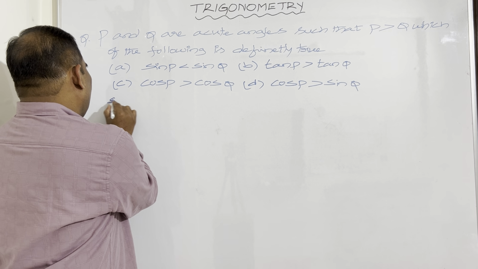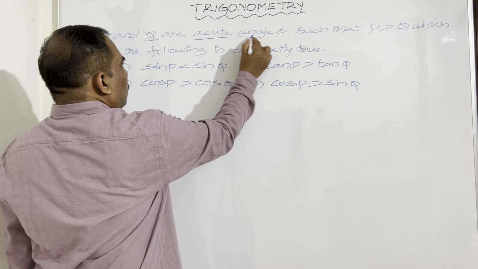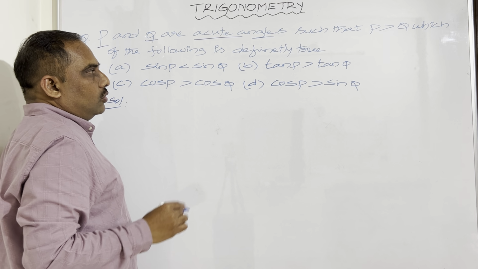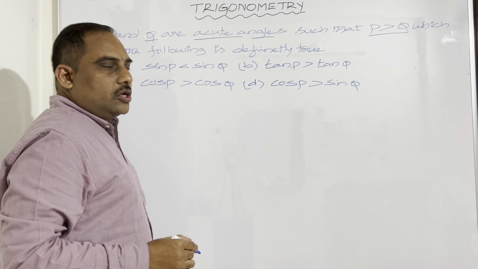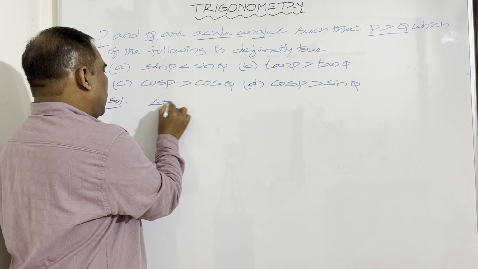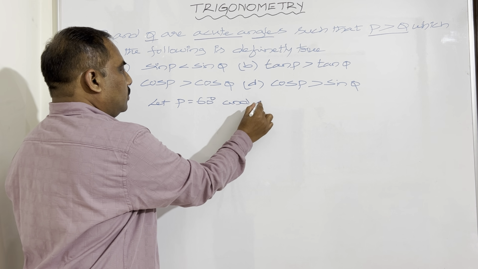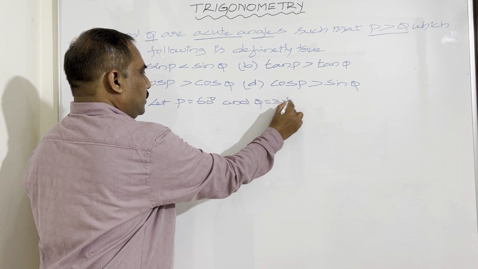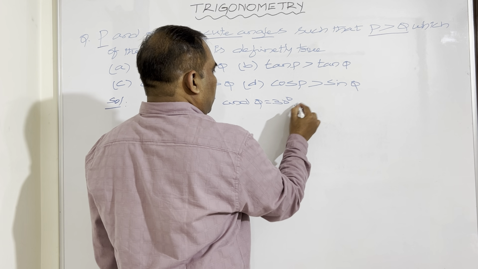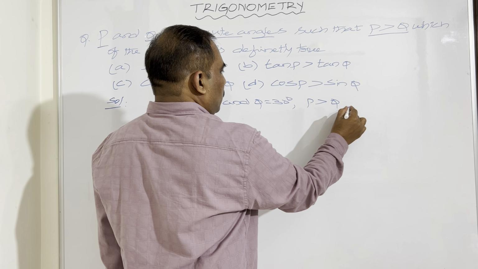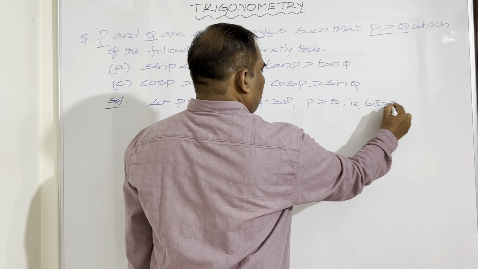So now I am assuming that P and Q are acute angles. Acute angles means less than 90. Both are less than 90, and the condition given here is P is greater than Q. So let P be equal to 60 degrees and Q be equal to 30 degrees. Clearly here P is greater than Q, that is, 60 degrees is greater than 30 degrees.